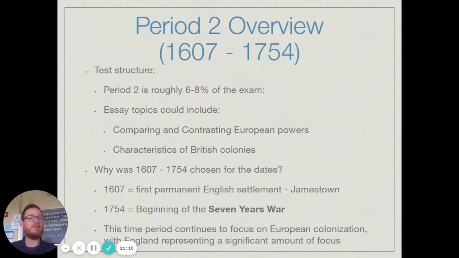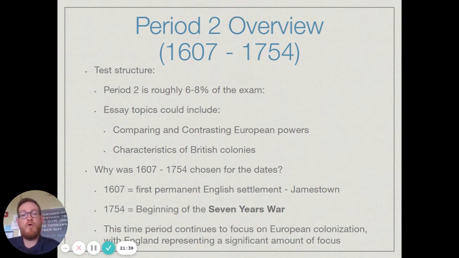That brings us to period 2. Like I said, period 1 is a very, very brief part of the exam. Now, period 2 takes us from 1607 to 1754 and is roughly 6 to 8% of the exam. Again, 1607 is the point of Jamestown, and 1754 is, of course, the beginning of the Seven Years' War.